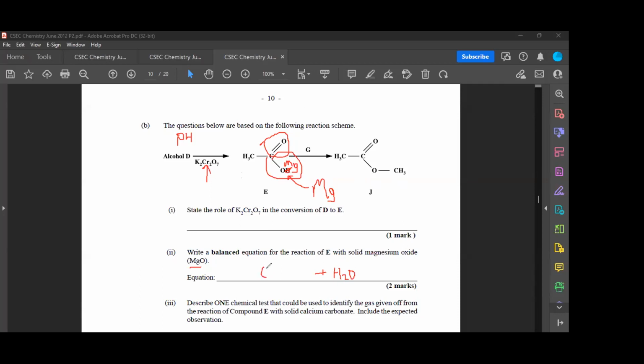So it is CH3COOMg. That's water. So what were you saying about the H2O? Why is H2O there? Magnesium is 2 plus.